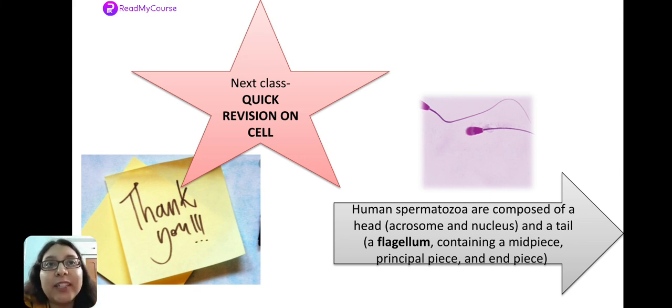So that brings us to the end of this class, and in the next class we will do a very quick revision on the cell, because we have completed the whole topics on structures and functions of the cell. So we will do a quick revision and then we will move on to the next topic.